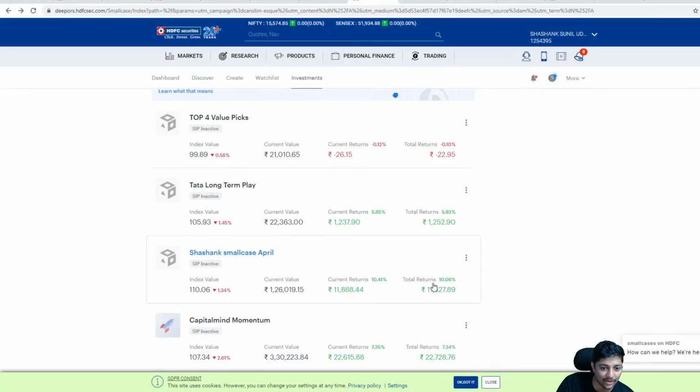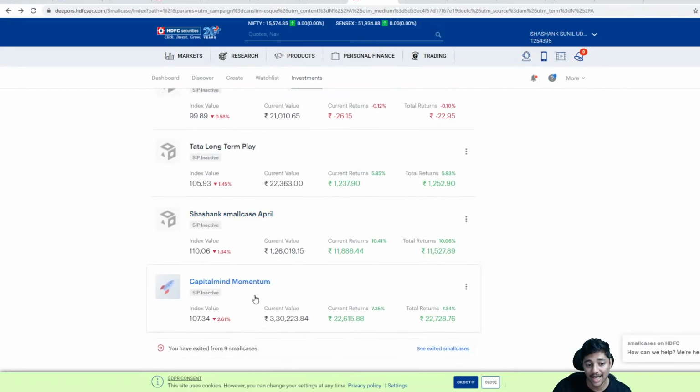So I do silos. This is for me to make it smarter. I make silos. Now, if this was not giving me good returns, if my Shashank small case April was not giving me good returns, and maybe this was giving me good returns, I will remove this and put it in this. Right? Because I'm making silos. I know exactly I will remove this and under diversify and keep it strongly concentrated in a particular thing.